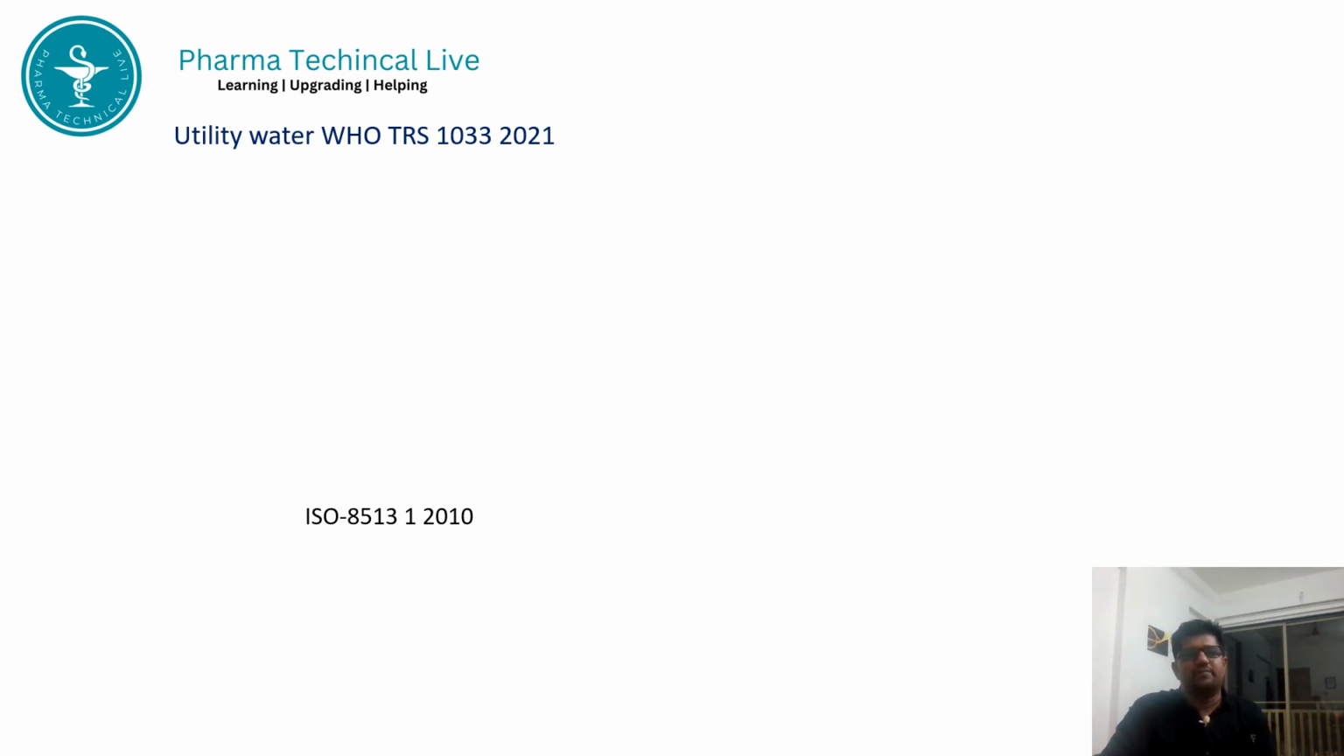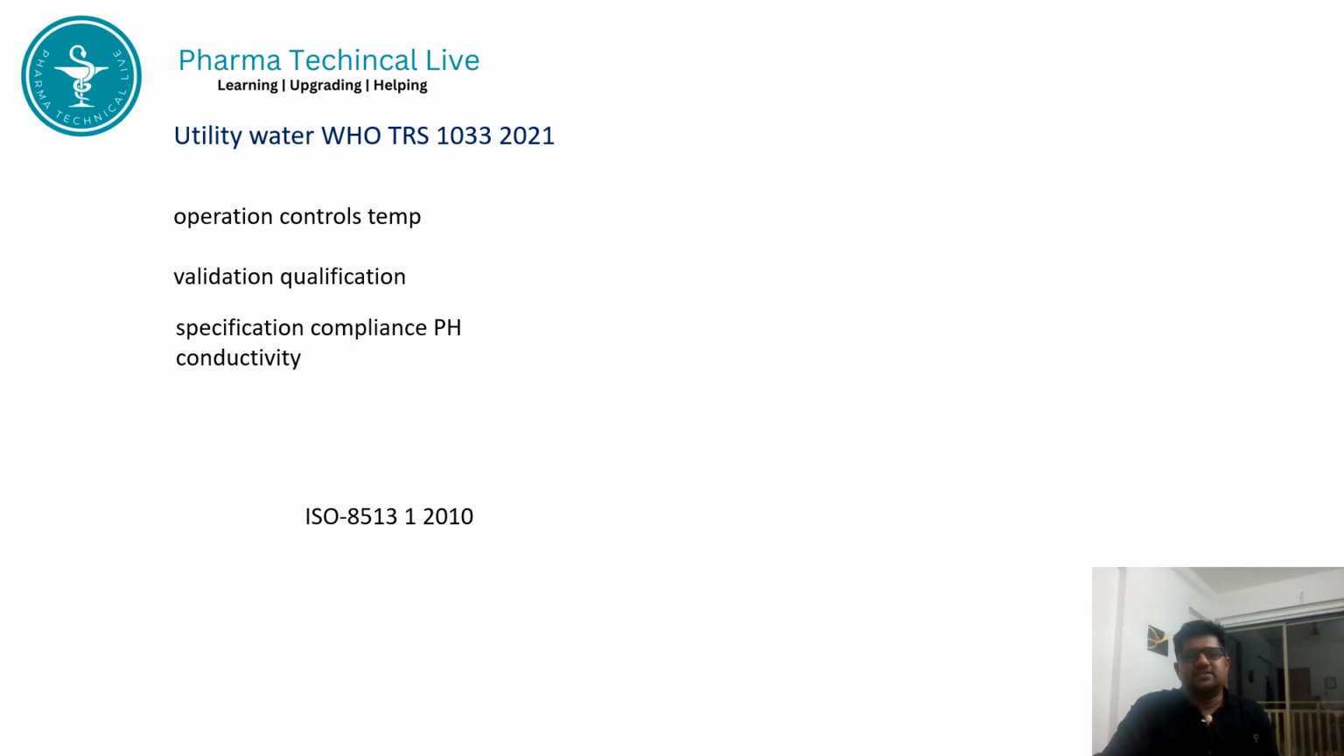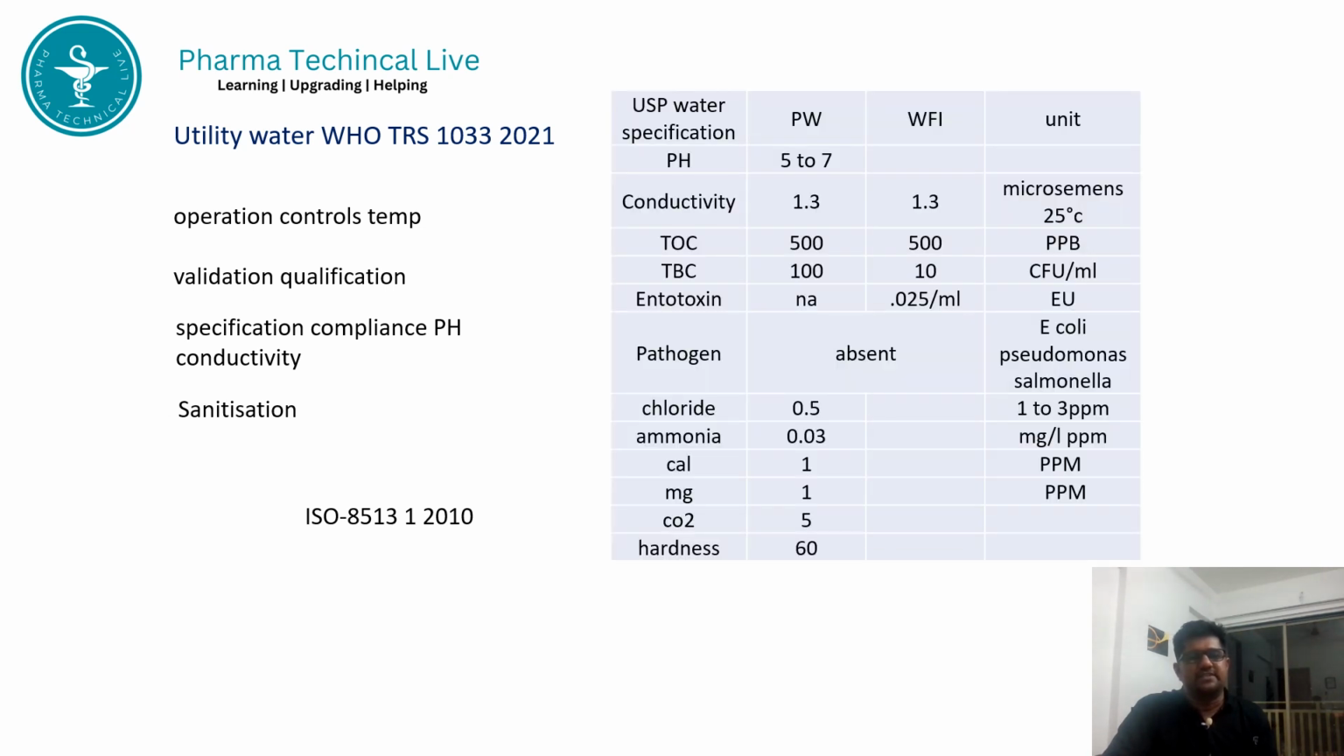Contamination may also happen through the utility water system. So operational controls like temperature, pH, conductivity should comply to the specification. Then it should be qualified and validated through the different phases. WHO TRS mentions in detail how to validate and use pharmaceutical water. Then it has to be sanitized on a regular basis, with some anti-scalant treatment.